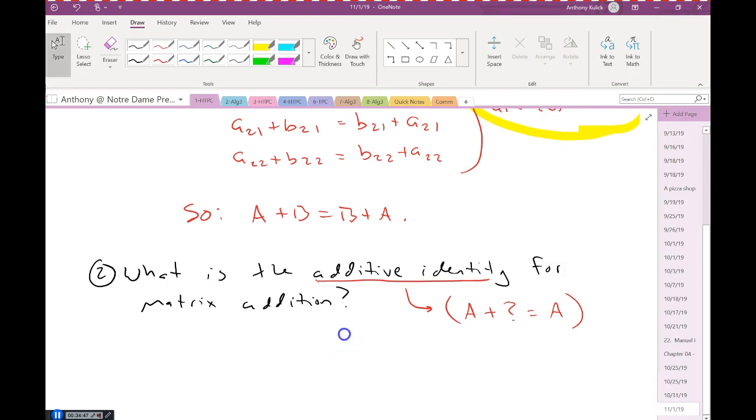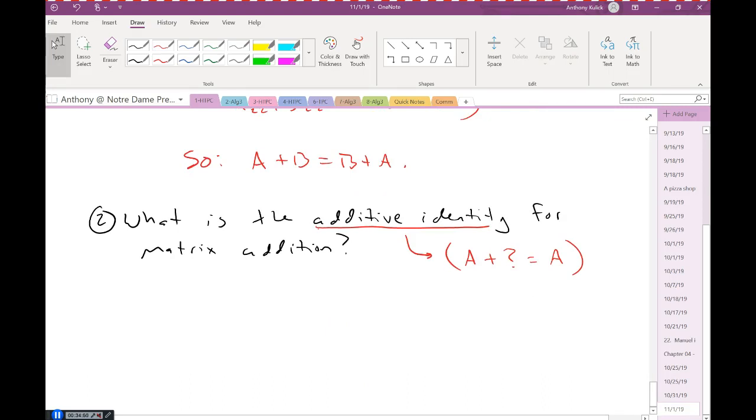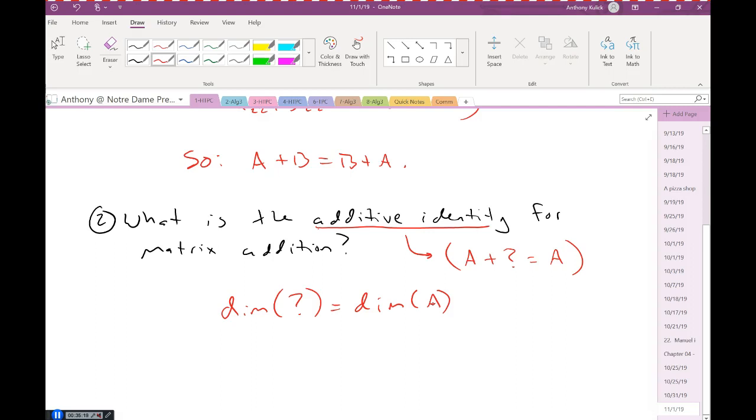So what can we say about this matrix that I've called question mark? Well, there should be one thing right away that's obvious. What can we say about the dimension of question mark? It has to be the same as matrix A, right? If it's not, we can't do any addition at all. So that at minimum we know. So now we know what the shape of this matrix is going to look like. It's just going to have to be the same shape as whatever A was.